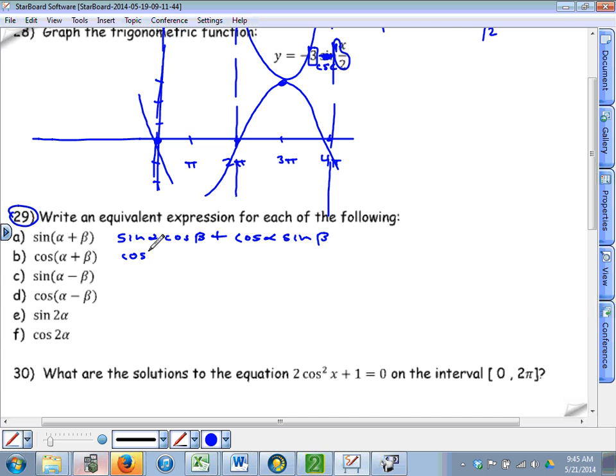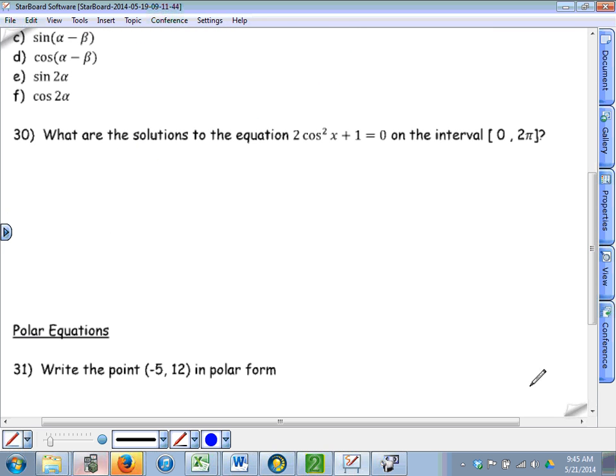What was the pattern for cosine? Cosine, cosine, sine, sine. And the other difference is you change the plus to a minus or the minus to a plus. With cosine, it's opposite. So this is going to be cosine alpha, cosine beta, minus sine alpha, sine beta. You guys can go through and fill these in. We really don't have the time to fill them all in right now, but you are going to have to know these. Okay, moving on here.